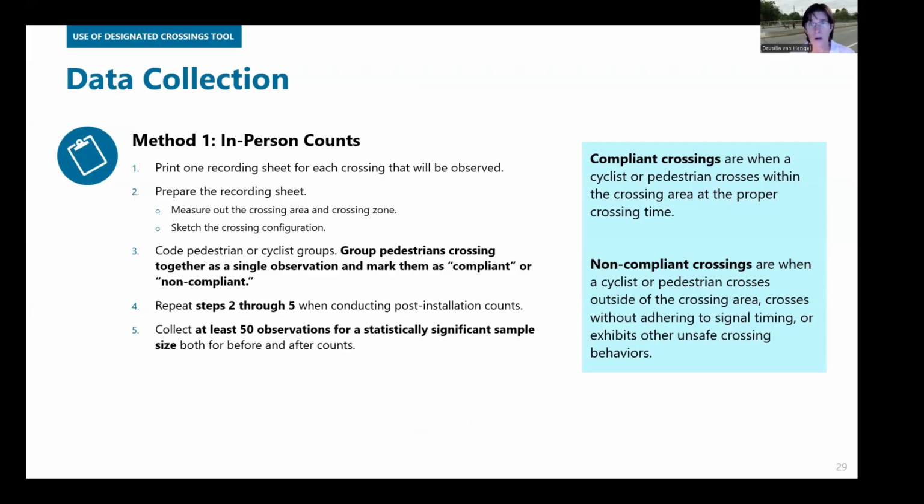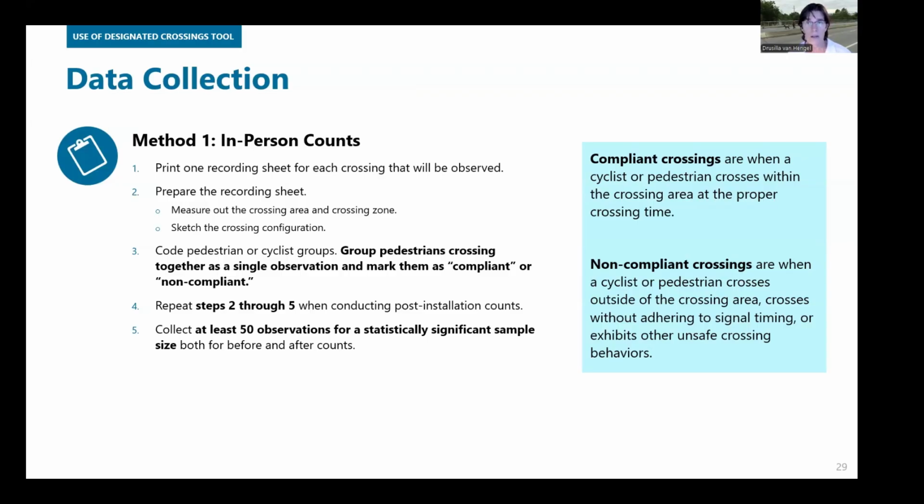You might ask, what are the outside and improper crossing times? Those would be marked as non-compliant. This is when a cyclist or a pedestrian or a group of people crosses outside of the crossing area. That is, for most intersections, the logical extension of a sidewalk across the street.